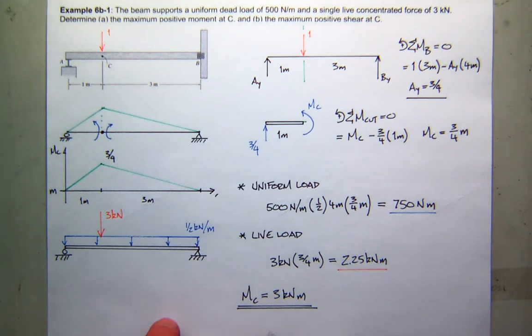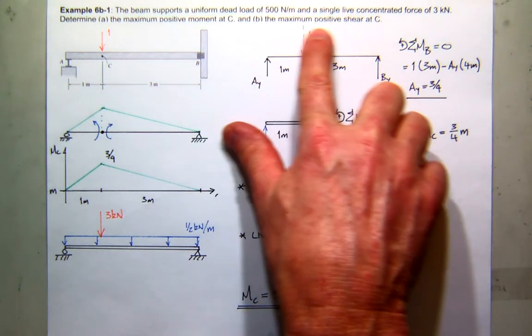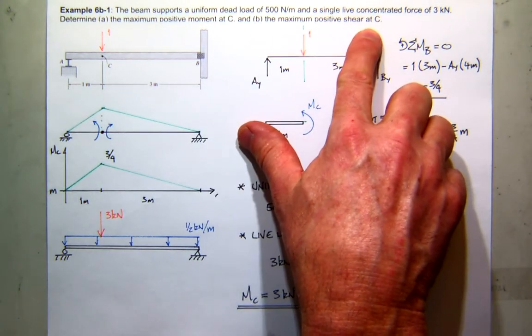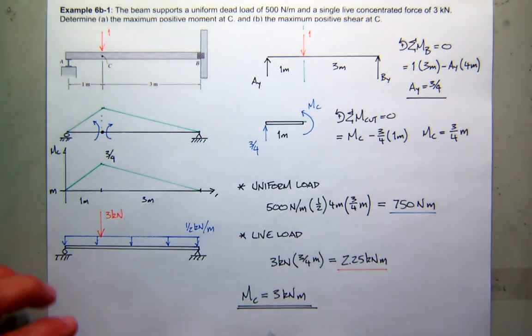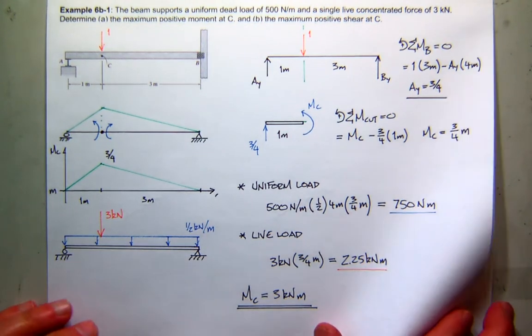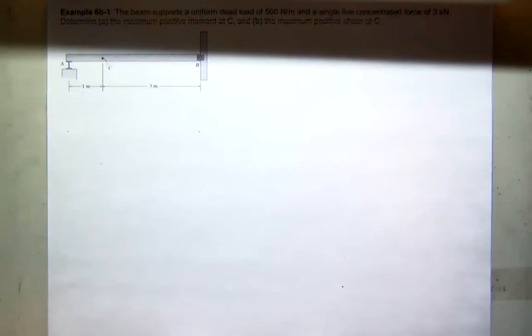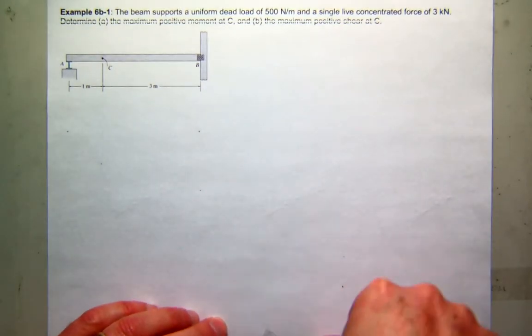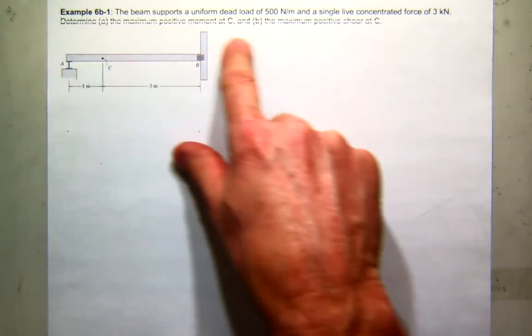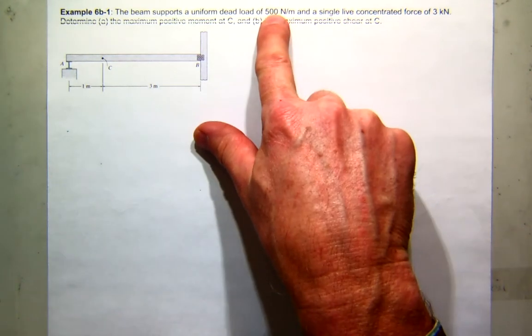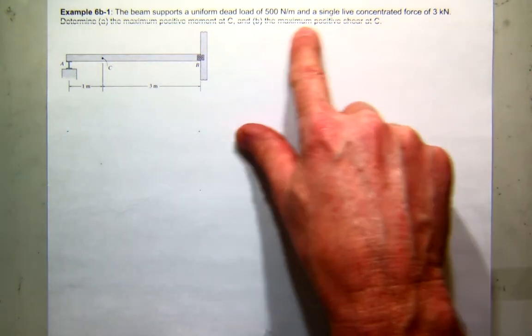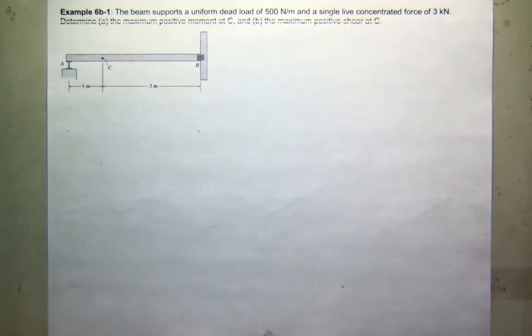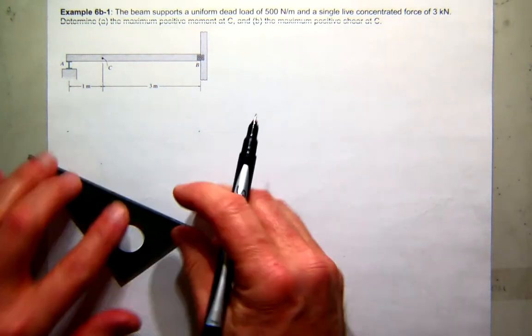So we're just going to do it again now for part B. I want to find the maximum positive shear at C. So hopefully this will work. I can just flip this up. My printer got a little spotty on me there. But you can still see there's my dead load, there's my live load. I'm trying to find the maximum positive shear at C.